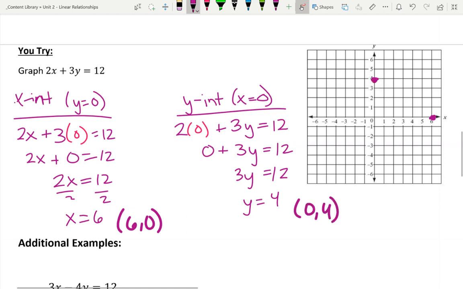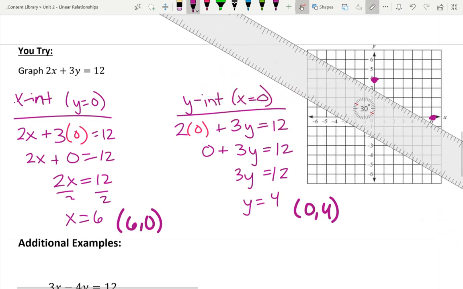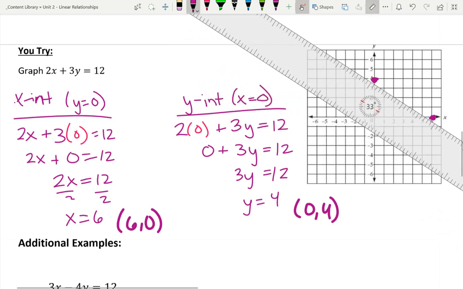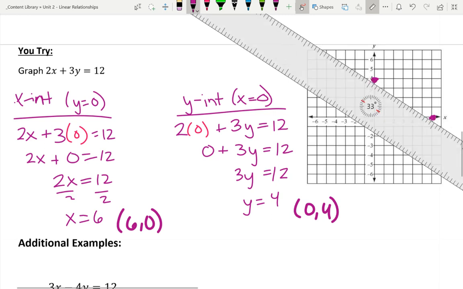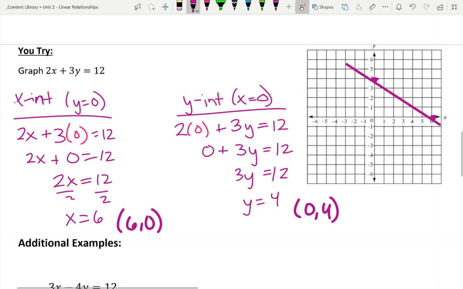So I've got my points there, my intercepts. All I need is the line that connects them. So I'm going to really carefully bring my ruler over there, do my very best to make this accurate. And there we go. That's all it takes. So hopefully that went well for you. If something happened, like maybe you mixed up where the 0 and the number goes on those coordinate points, go back and fix that now.